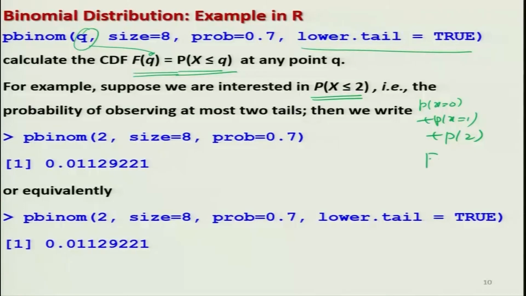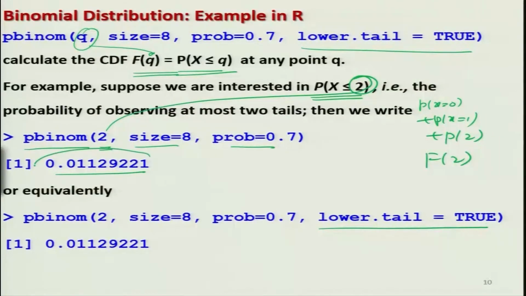Now this can be obtained by F(2). For that I simply write pbinom, then 2, and this 2 is coming from here, and then n and p, and you will get the value like this. The same thing you can also obtain by writing lower.tail equal to TRUE, and you can see you are getting the same value, because as we discussed, lower.tail equal to TRUE is the default. If you want to change it, that can be converted into FALSE depending on the need you have.